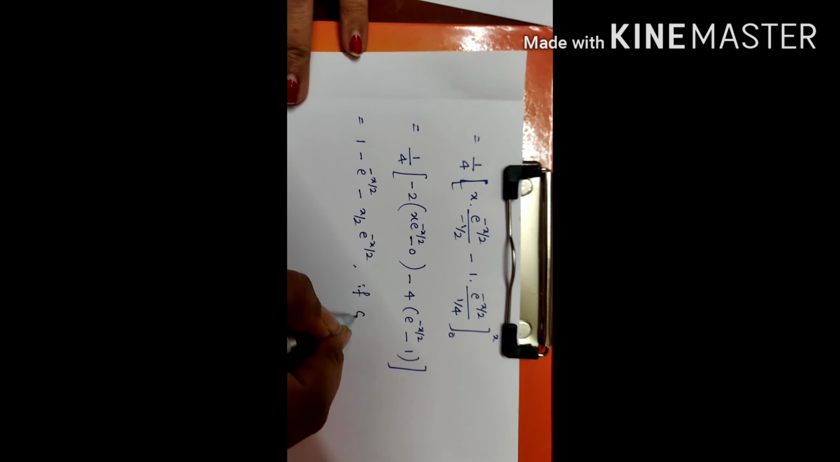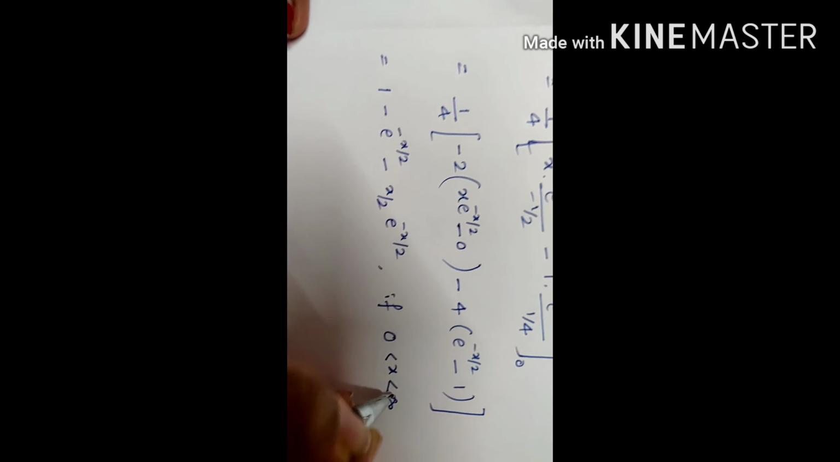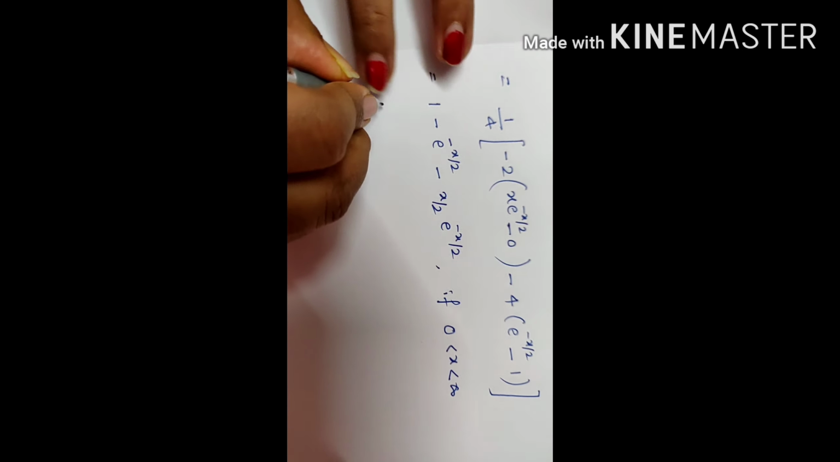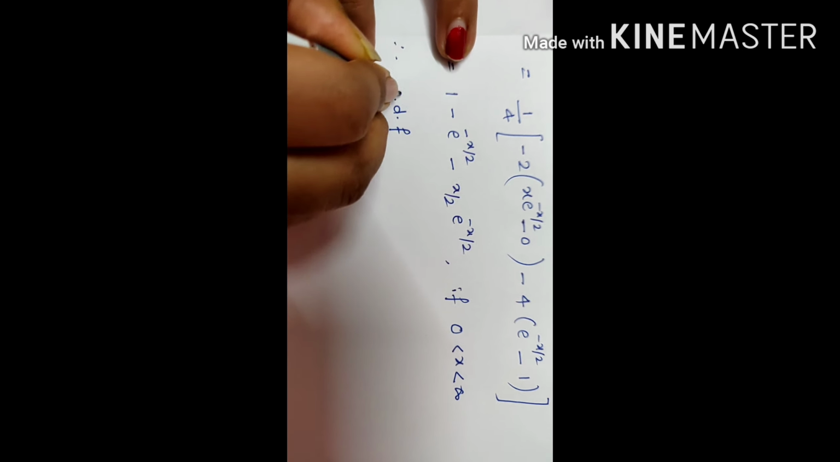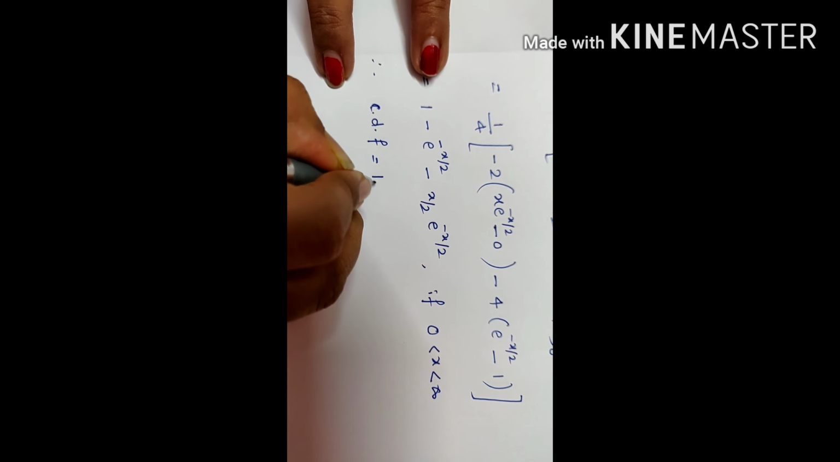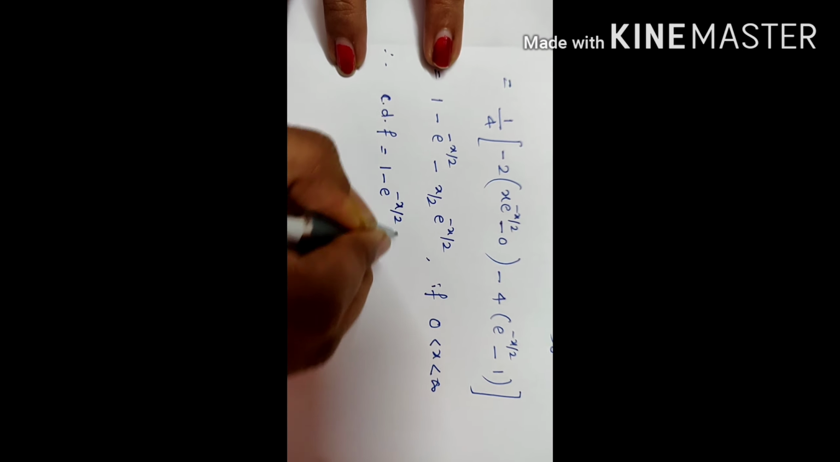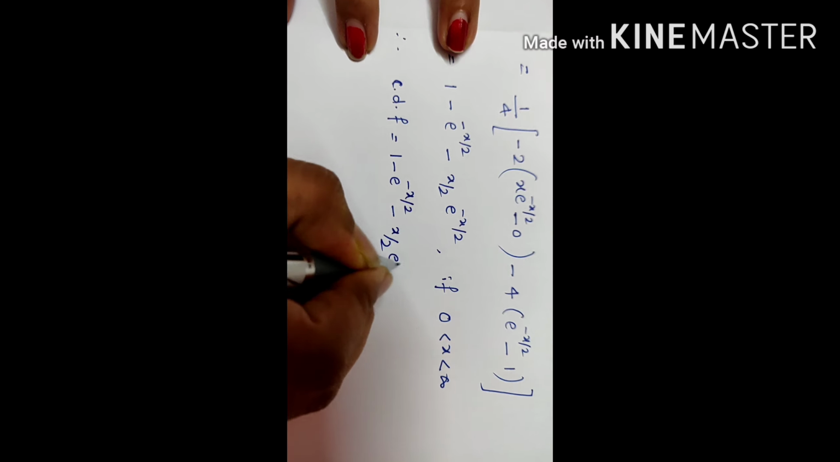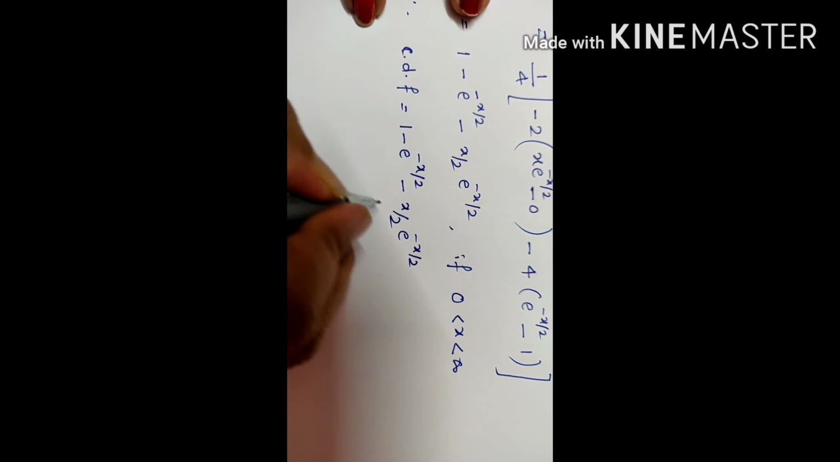If x lies between 0 to infinity. Therefore, CDF is equal to 1 minus e raised to minus x by 2 minus x by 2 into e raised to minus x by 2.